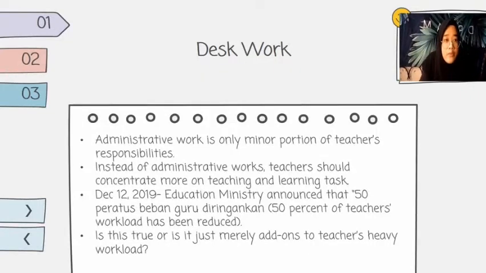So my second point is desk work. In Malaysia, desk work or clerical work has been heavily burdened upon teachers for decades. It is true that administrative work is only a minor portion of a teacher's responsibility in school, but treating them like a clerk or administrative staff is just a humiliation of the profession itself.